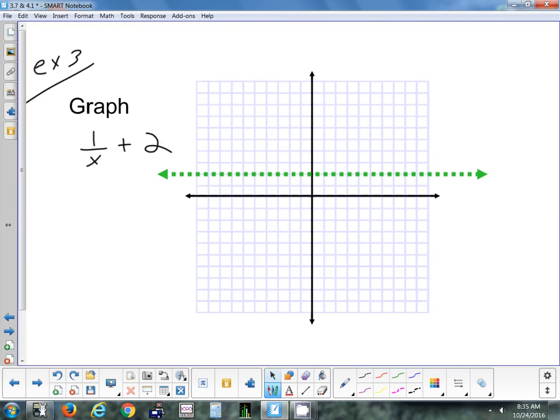Right? And what I like to do is try a couple values. Like when x is 1. If I plug 1 in for x, what do I get for y? Yeah, I get 3. So (1, 3) is a point on the graph. All right, let's plug in 0.5. What's 1 divided by 0.5? 2 plus 2? 4. So at 0.5, we're up at 4.